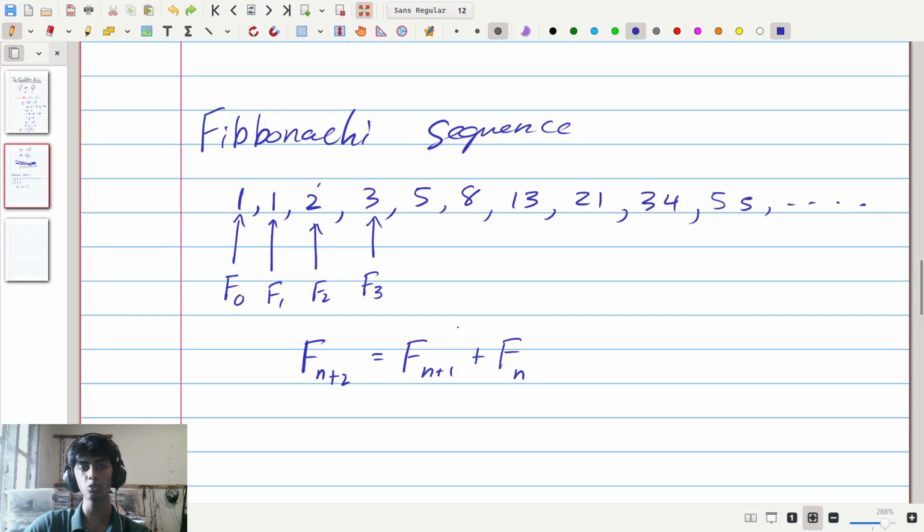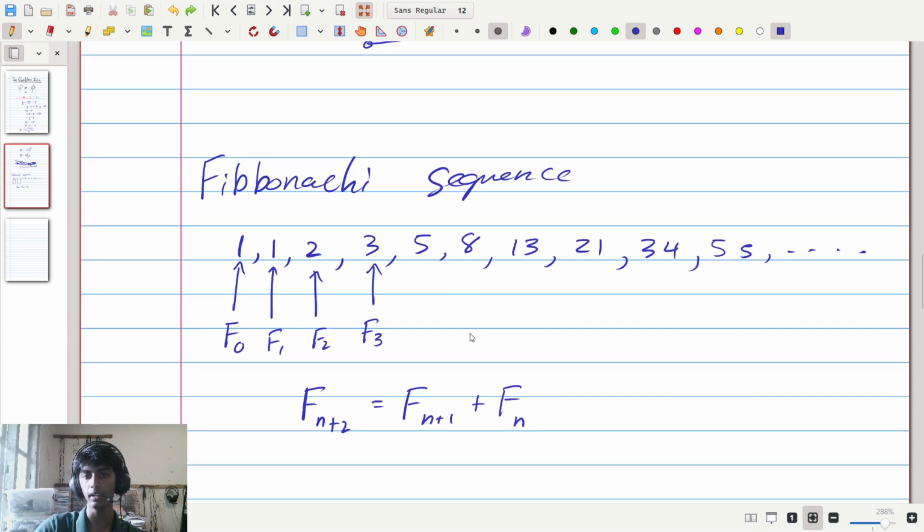The next term after that is 2 plus 3, which is equal to 5. The next term after that is 3 plus 5, which is equal to 8. Then 5 plus 8 is equal to 13. Then 8 plus 13 is equal to 21. And then 13 plus 21 is equal to 34. 21 plus 34 is equal to 55. And you can carry on. This sequence is ever growing, but you might be surprised, or some of you might of course not be surprised, to find that the golden ratio can be found within this sequence.